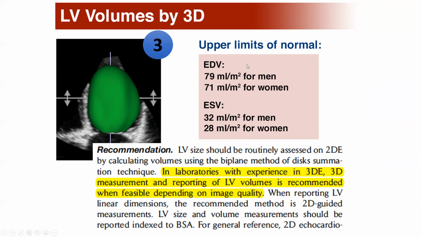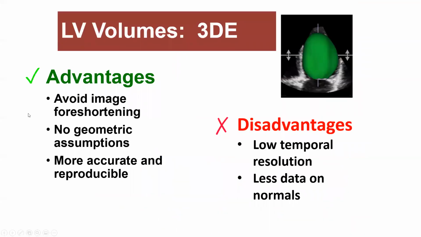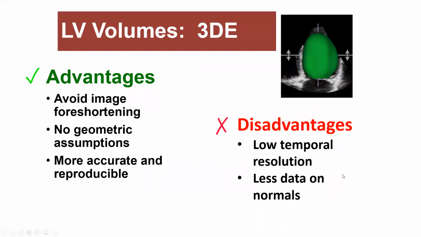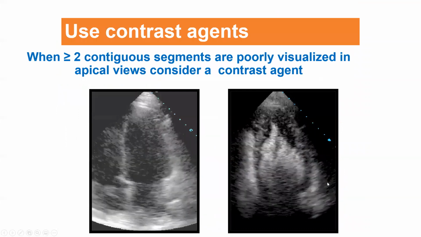The end diastolic volumes, not surprisingly, in view of the foregoing, are a little bit larger for men and women using three-dimensional techniques. So, advantages: avoiding image foreshortening, do not need geometric assumptions. In certain laboratories, more accurate and reproducible. However, the temporal resolution, as we have noted, is a problem, and there are fewer data in normals.